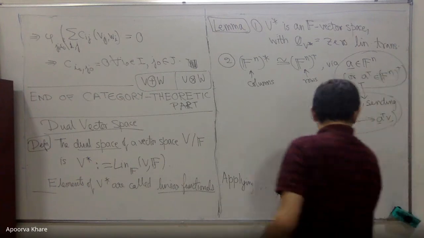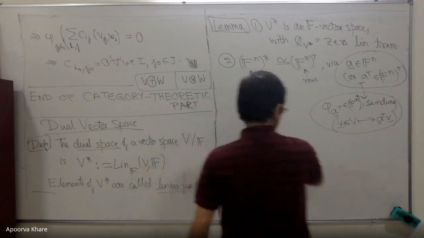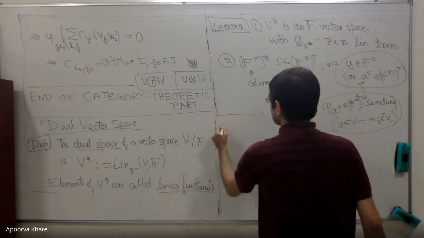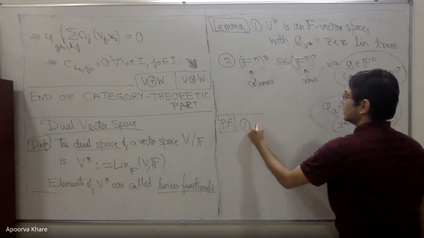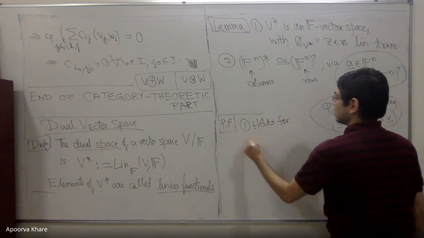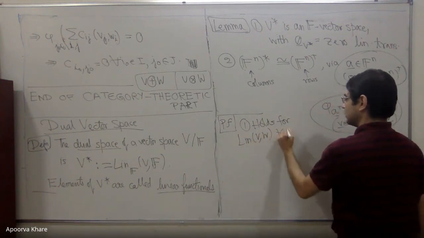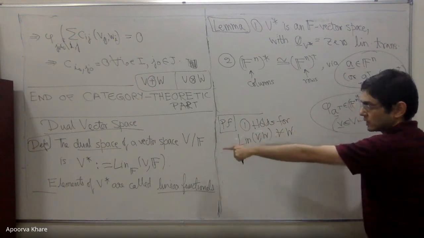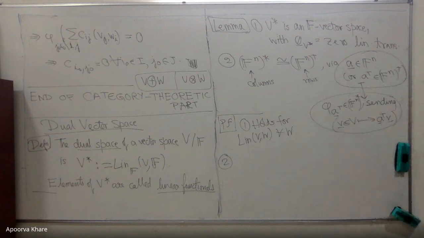Okay, so that's the claim. Now, let's prove it. Proof meaning that this is really a verification, not a proof, a bunch of bookkeeping. So, proof. Number one is obvious, or it holds more generally for Lin(V, W), for all W, not just for W equals the field. So, of course, it follows that it's a vector space.